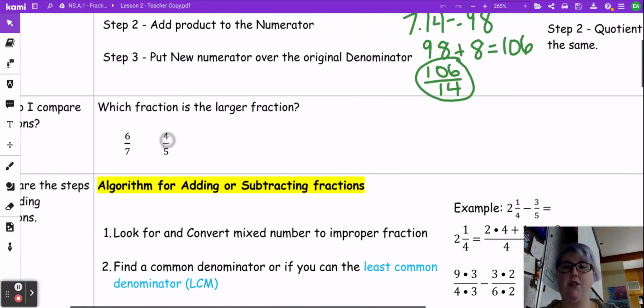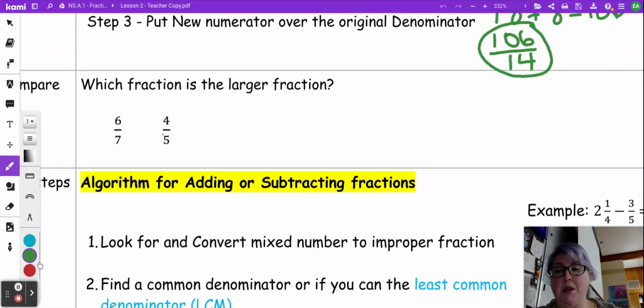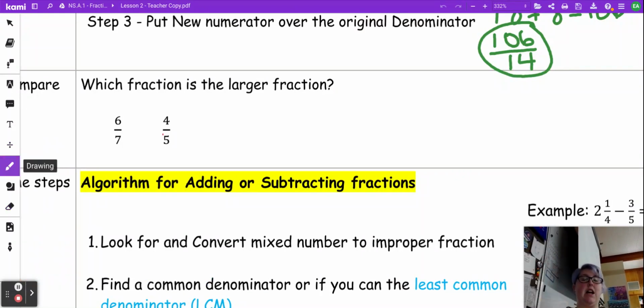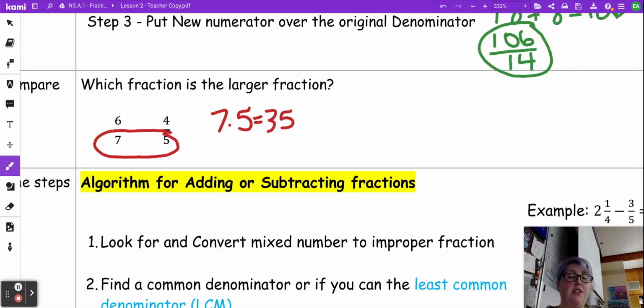So, how do you determine which fraction is larger? Well, you need to make sure that your fractions have the same denominator so that you can compare. So here is where we are going to need our LCM because we want to know what multiple do 7 and 5 have in common. Now, those are both prime numbers, so all we have to do is multiply 7 times 5 is 35. Both fractions need to be turned into something divided by 35.